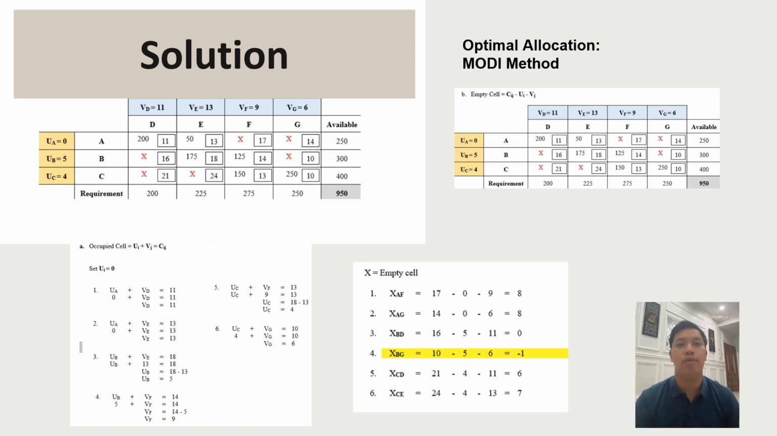For the first empty cell, which is XAF, the formula is XAF equal to 17, the unit transportation cost for the cell, minus UA, which is 0, and minus VF, which is 9. So we get the value of XAF equal to 8. We repeat the same step for all the empty cells and we get the values for all the empty cells as shown below. As you can see, all the values for the empty cells are positive except for XBG. So we need to optimize the value for cell XBG.